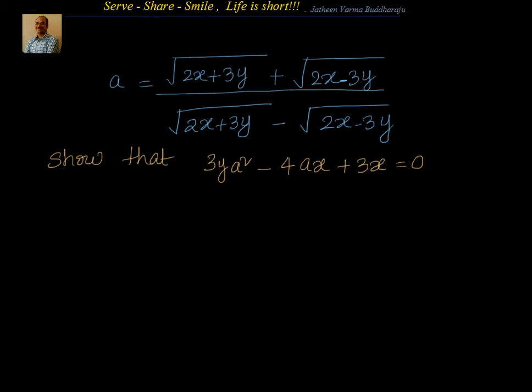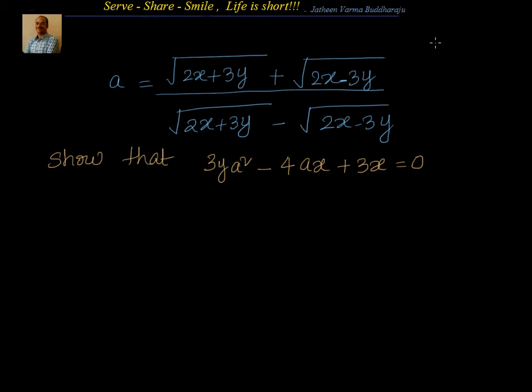We have been given that a equal to (square root of (2x + 3y) + square root of (2x − 3y)) divided by (square root of (2x + 3y) − square root of (2x − 3y)). We have to show that 3y a² − 4ax + 3x equal to 0. So how to prove that? If you directly try to do that, it will be very cumbersome or tough, but we can use componendo dividendo. We can make it simple.